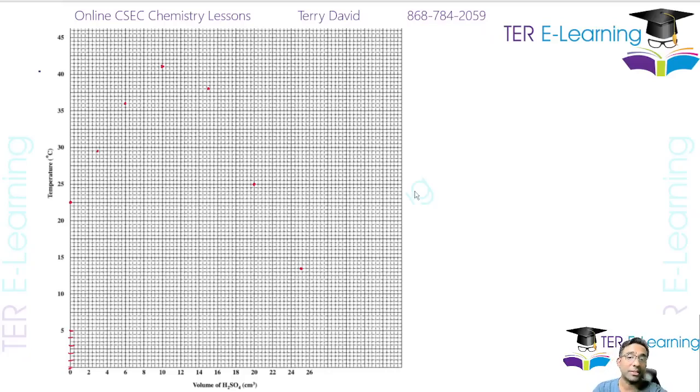So all I've done here is plotted the points, right? This is typically how the graph looks, guys, right? So I'll show you how we're going to get the endpoint from this graph. Those of you doing chemistry privately, this could come as a question in your paper, by the way, right? Those of you doing it privately who have to do the paper 3.